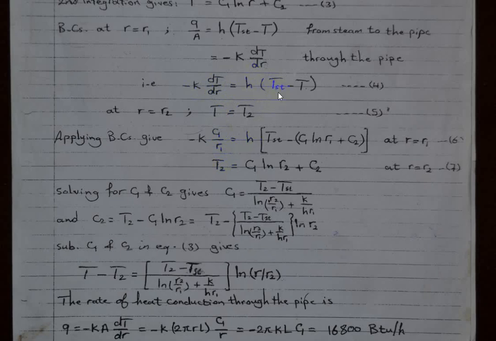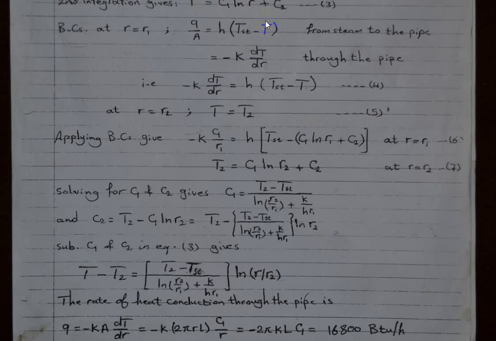The T steam is given in the question. T steam here means the temperature of the steam flowing through the pipe. T steam is the temperature of the steam or the vapor flowing through the pipe. And the T will be considered as T.